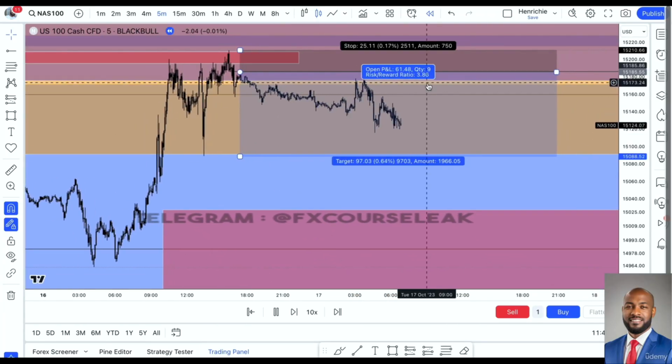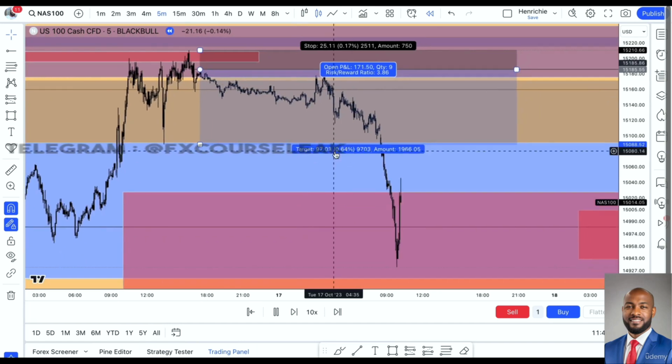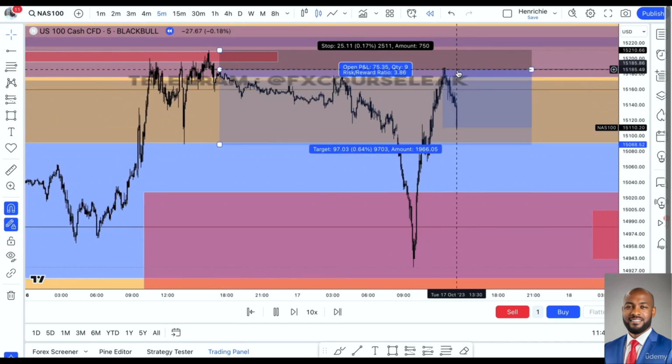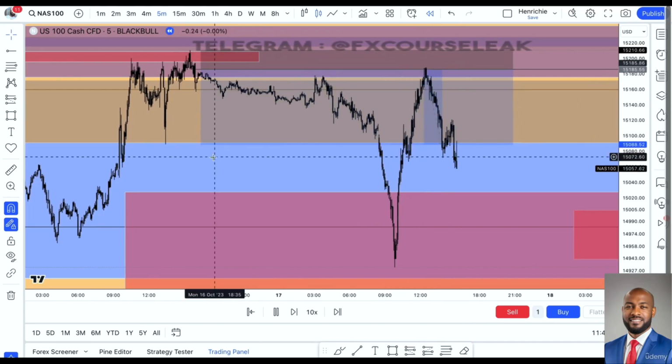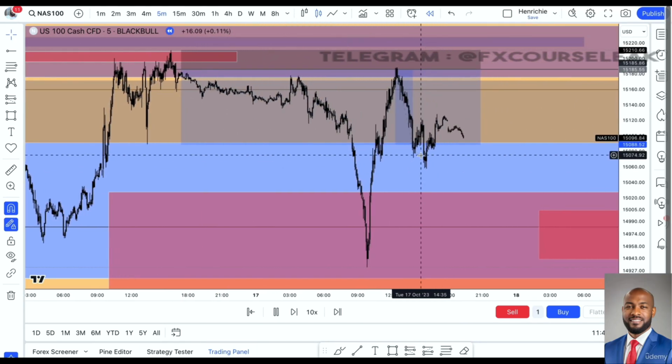So you can see it came very close, and then it didn't tap into that position, and then price dropped really low, and then look at what happened. It came back into that position, tapped it, and delivered to the take profit.